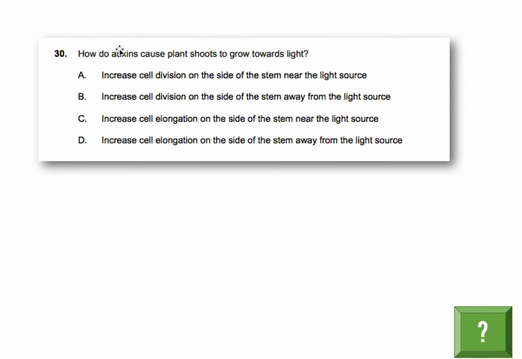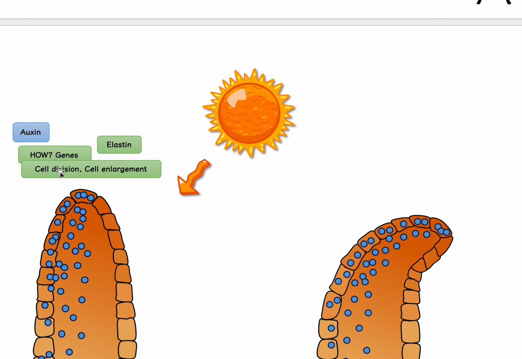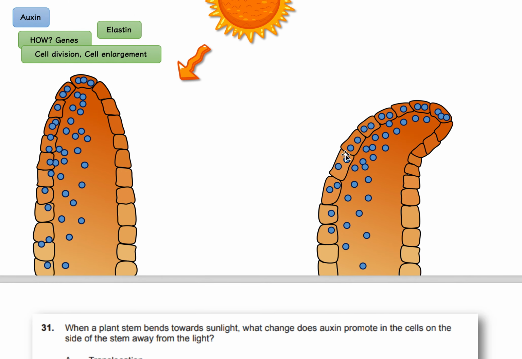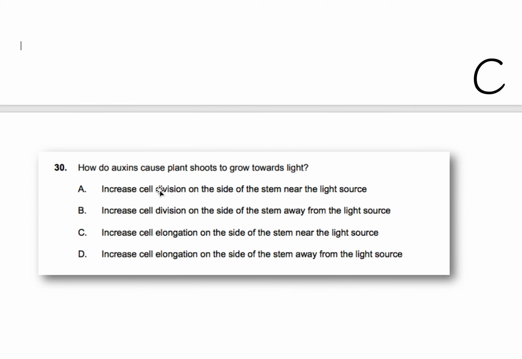Okay, next one. Again, auxins. How do auxins cause plant shoots to grow towards sunlight? So how? We've seen this now many times. A, increase cell division on the side of the stem near the light source. Okay, so two things are wrong here. Cell division. Although I put here cell division, it is such a minor thing in this case. The main thing is cell enlargement, right? Look at my picture. The cells get much bigger. They don't get more, they get bigger. Okay, so the key thing is cell enlargement, not cell division. So that's one thing wrong. It doesn't increase cell division. It'd rather be elongation, okay?